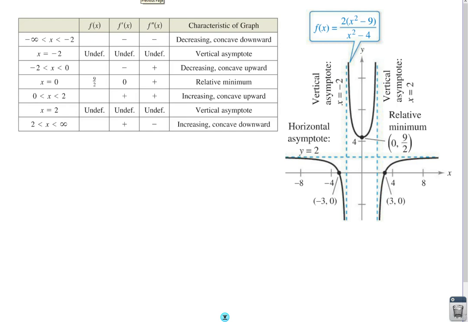Okay, so that is how you sketch a curve, literally start to finish, looking at all of the components: x-intercepts, y-intercepts, vertical asymptotes, end-behavior asymptotes, increasing, decreasing, concave up, concave down, relative mins, relative maxes, all that good stuff.